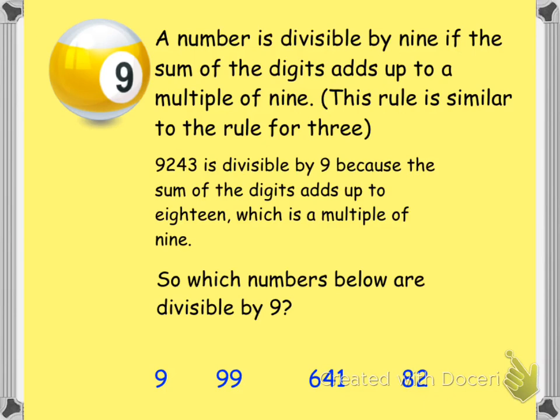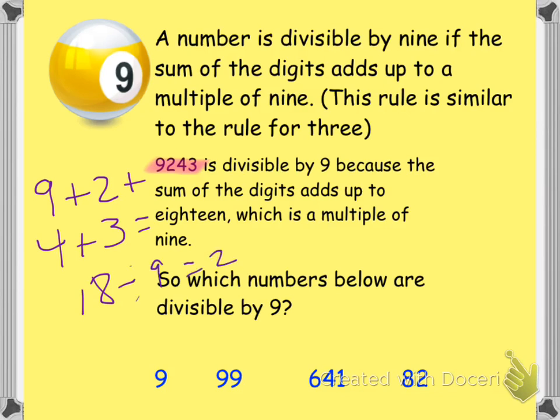Next number is 9. And 9 is very similar to 3. You do the exact same thing. You add up the digits, but you just have to make sure that it is divisible by 9. So if we're looking at this example number, 9,243, we add up the digits. 9 plus 2 is 11, plus 4 is 15. 15 plus 3 equals 18. 18 is divisible by 9, therefore that number is divisible by 9.